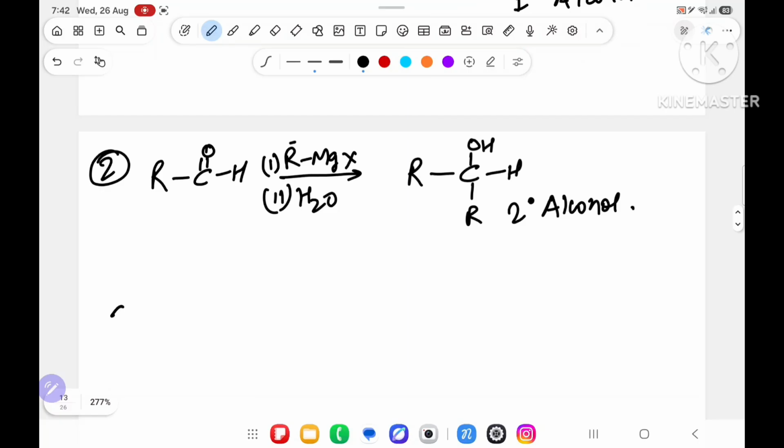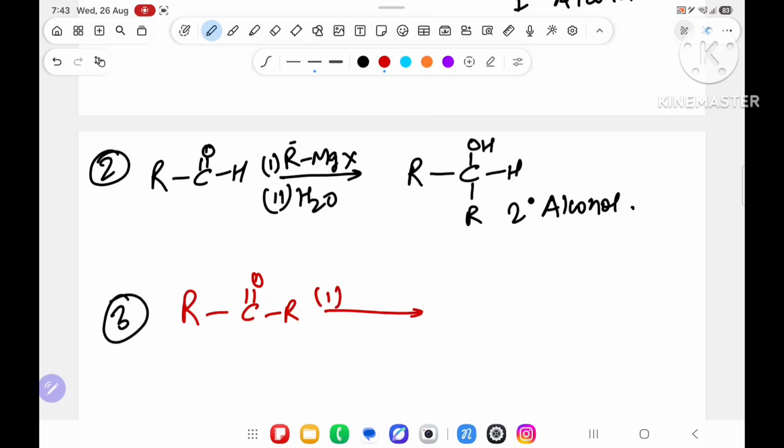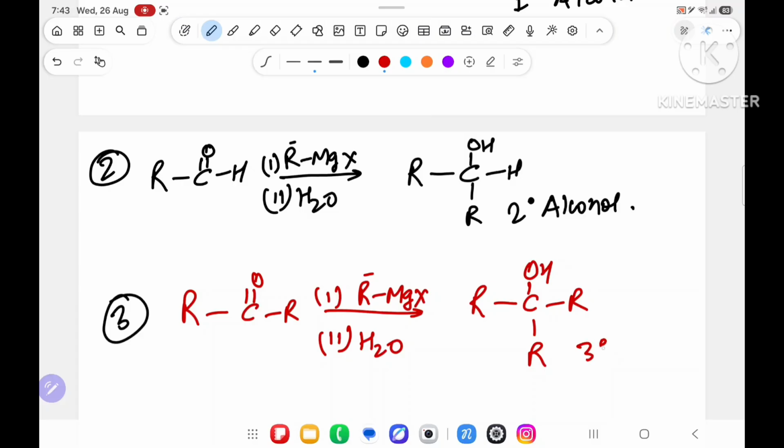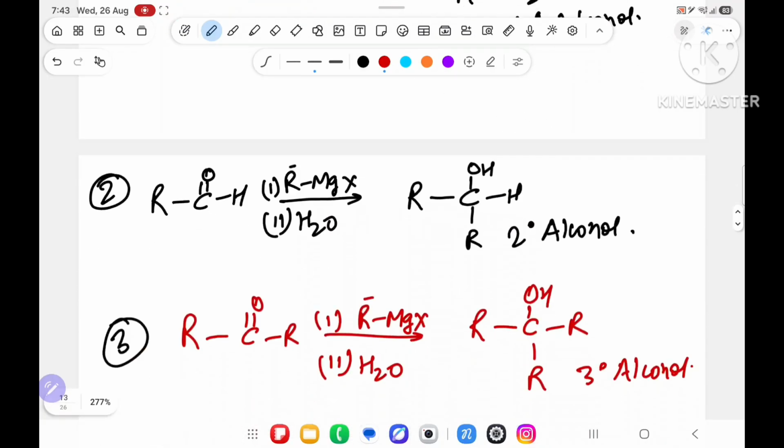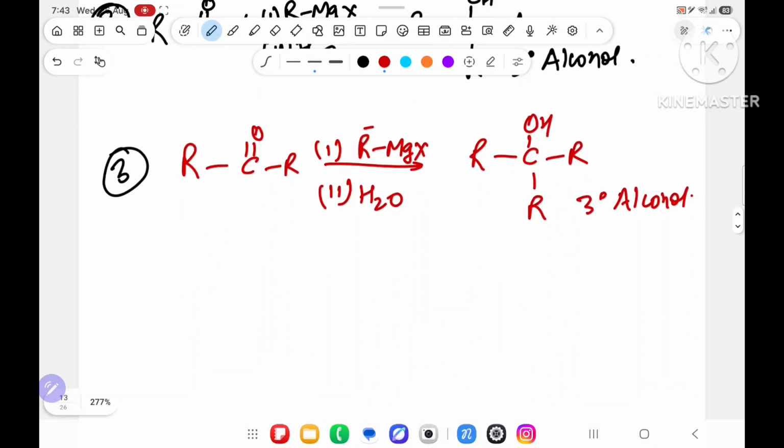Second part, if I take the third example, RC double bond O, R. Again I will take the first reagent as RMgX, second reagent as water. What will happen? RC will convert into OH, R, and this R minus will attack over here. 1 extra R will come. So formaldehyde is giving 1 degree alcohol. This is the detailing I have done. Other aldehydes will give 2 degree and ketone is giving 3 degree.